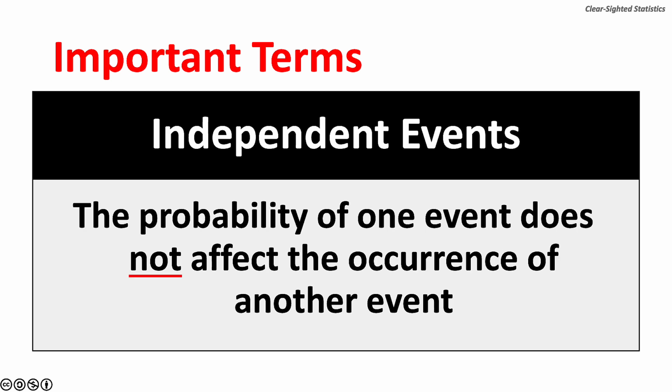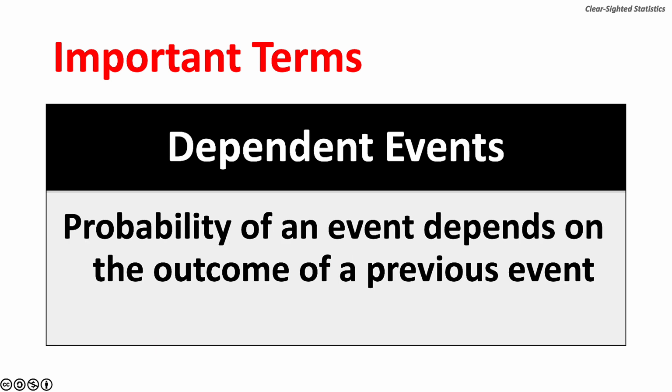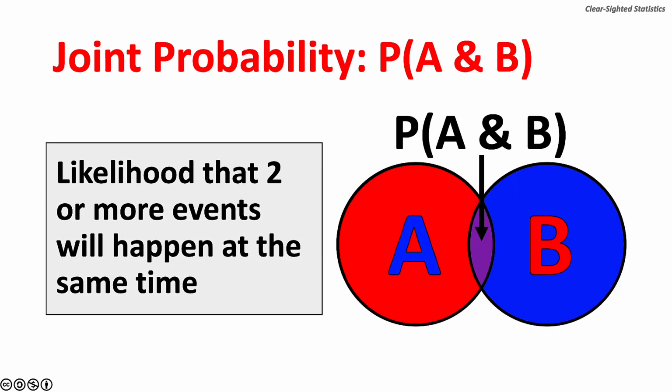Independent events do not affect the probability of another event occurring. Dependent events, on the other hand, depend on the outcome of a previous event. Joint probability is the likelihood that 2 or more events will happen at the same time. This Venn diagram on the right shows the joint probability of the events A and B. The joint probability is the area in purple.